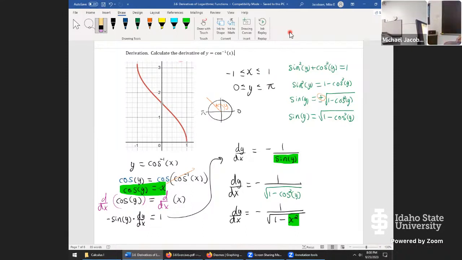I'm just wondering if I actually remembered this. Remembered which one? 32. I don't remember 32. Which section was it in? Section 4. Let me take a look with you.